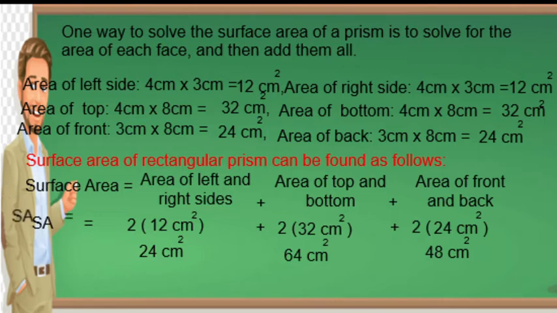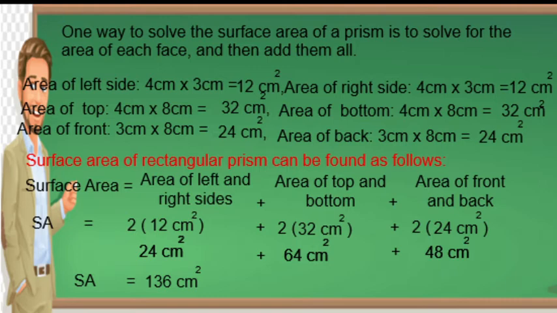So let's add. That is 24 square centimeters plus 64 square centimeters plus 48 square centimeters. So the surface area is equal to 136 square centimeters. So the total surface area of the box is 136 square centimeters.